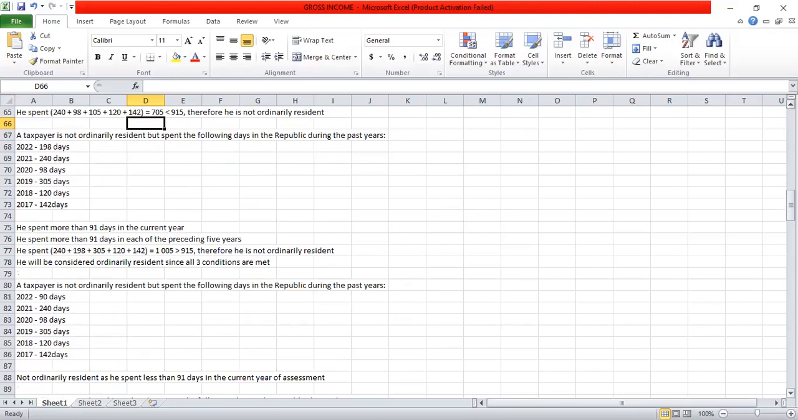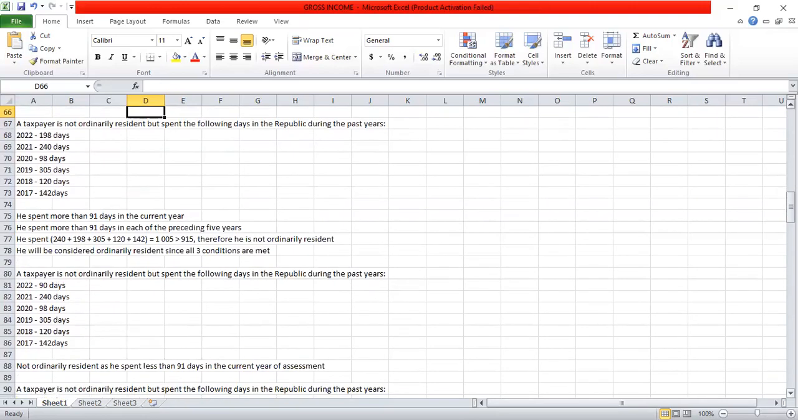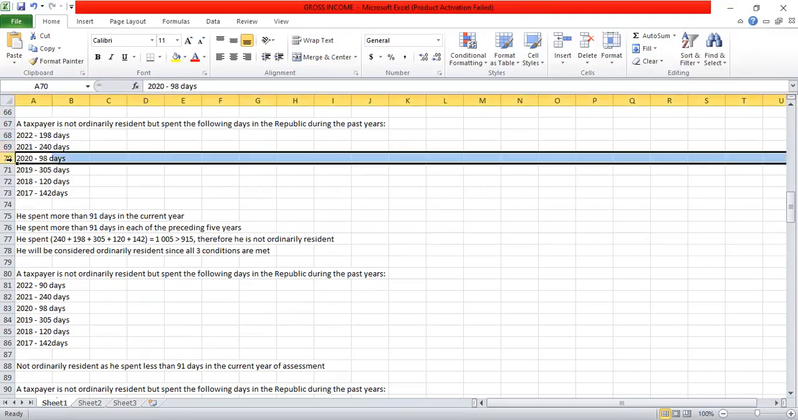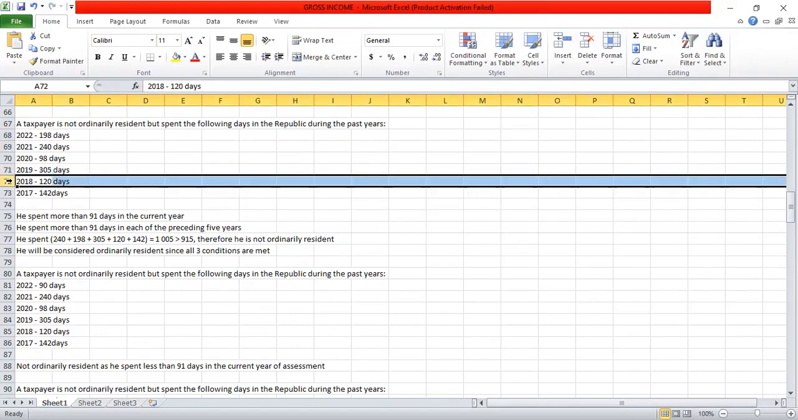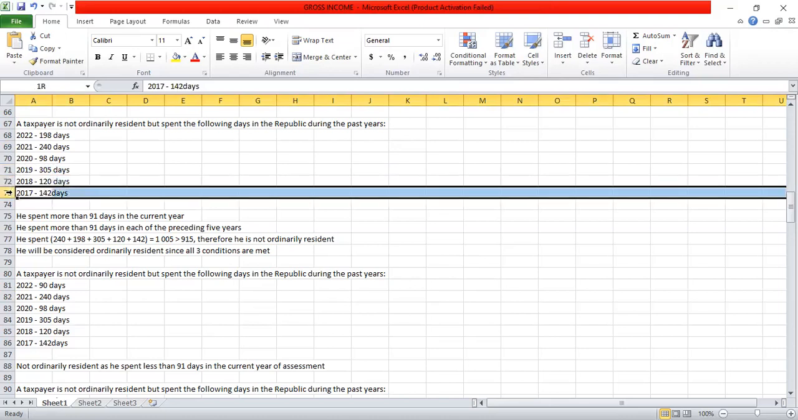Right. Then a taxpayer is not ordinarily resident. That's another example, but spent the following in the Republic during the past year. Now, if you check the first one, you spent more than 91 days in the current year. You spent 198. So the first test is met. Then the second one, you spent 240 in 2021, 98 in 2020, 305 in 2019, 120 in 2018, and 140 in 2017.